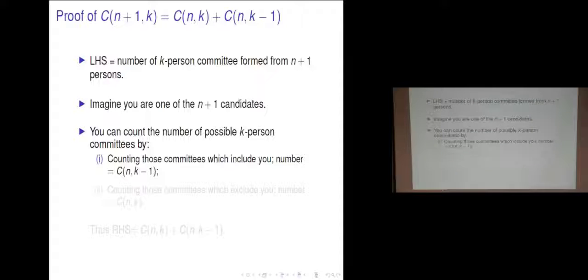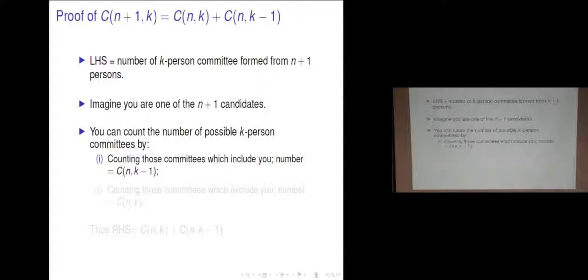So you have n remaining candidates, right? Now you choose k persons. Yourself is already in, so you only have k minus 1 positions to fill. So it's n choose k minus 1.